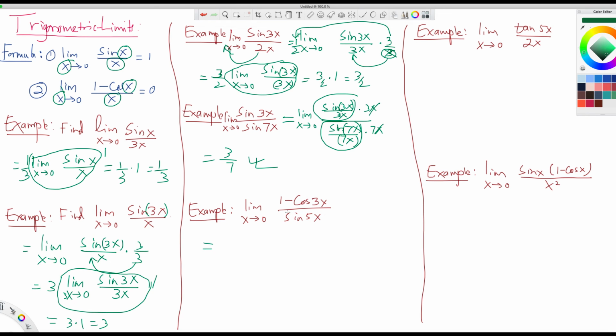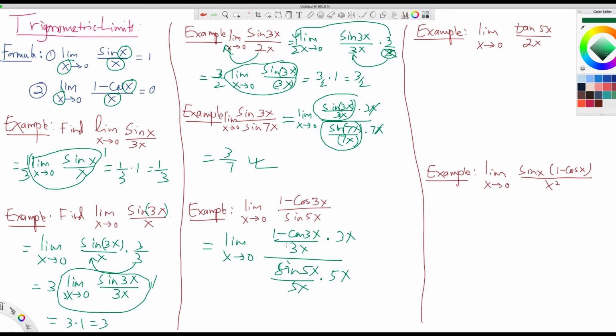Next example is similar. To use the 1 minus cosine x formula, you need the same angle as in the denominator. So what I need in the denominator is 3x, but I need to multiply by 3x to balance that, right? So limit x tends to 0, I can do 1 minus cosine 3x over 3x times 3x, divided by sine 5x over 5x times the 5x. You see that? Because to use the first formula, you need 5x in the denominator of sine 5x, and for the 1 minus cosine 3x, we need 3x.